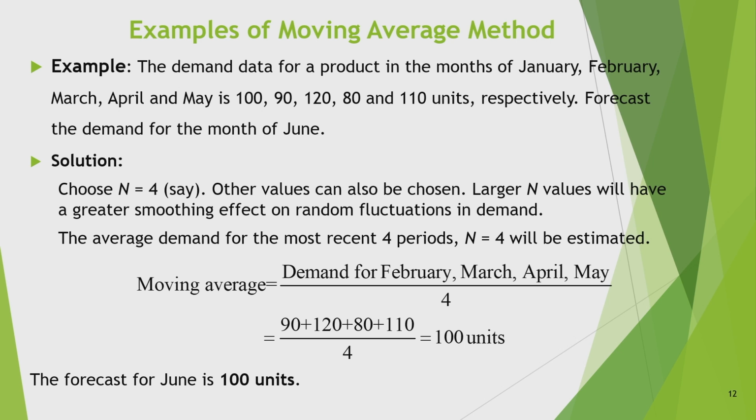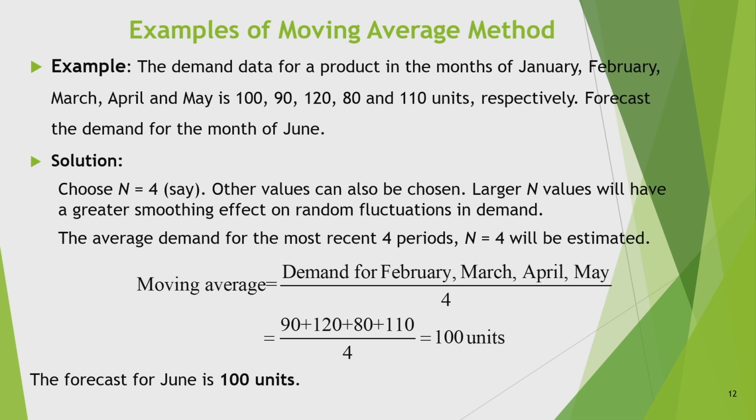Now, you choose some order, say n is equal to 4. Suppose we have chosen 4. So, we just take the past 4 months average. Other values can also be chosen. You can take n is equal to 3, but we have taken 4. Large n values will have a greater smoothing effect on random fluctuations in demand. So, the average demand for the most recent 4 periods, n is equal to 4, will be estimated.